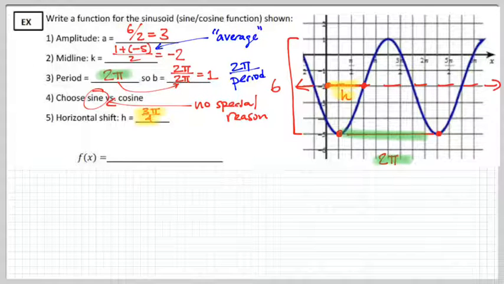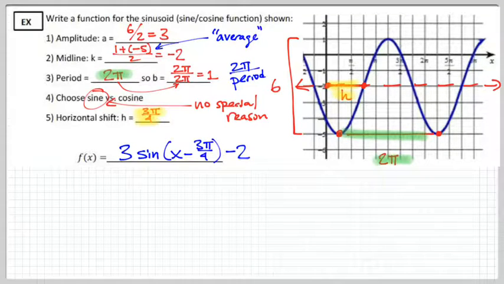And now the value of h, this is where it starts rising from the midline. This distance here is 3/4 pi. So that's the value of my horizontal shift from the starting point. Then I just put that all together. So I have my amplitude here, 3. My B value is 1, so I didn't bother putting that in. x minus my horizontal shift factor, minus 2, which is my midline shift vertically down.